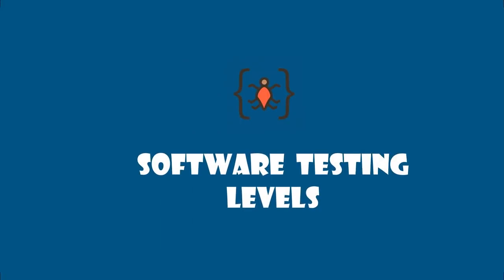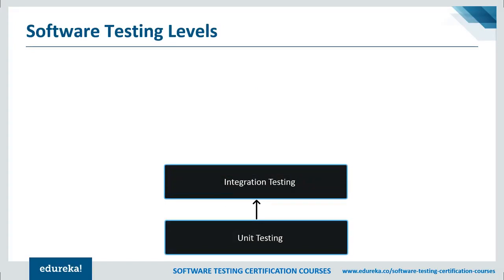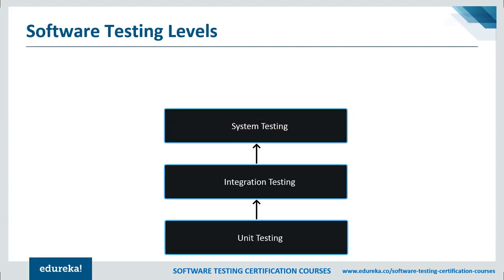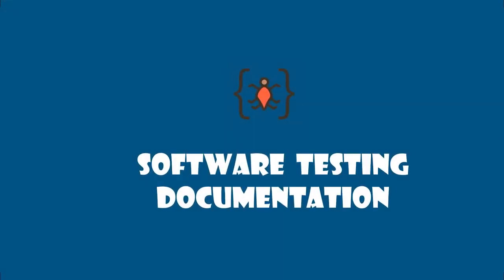Now let's talk about software testing levels. It starts from unit testing, where unit test cases are produced, and then it goes to integration testing, where the software is combined and tested and it produces integration test cases, and then comes system testing, where the integrated software or project is tested, and then comes acceptance testing, where the system needs to be tested for adequacy. So these are the software testing levels that start off with unit testing and end with acceptance testing. Now, let's move further and understand software testing documentation.